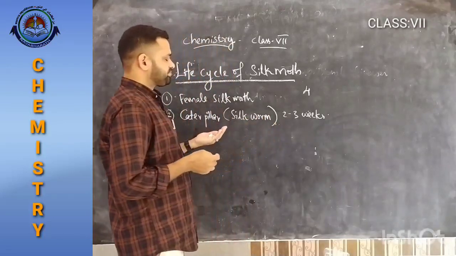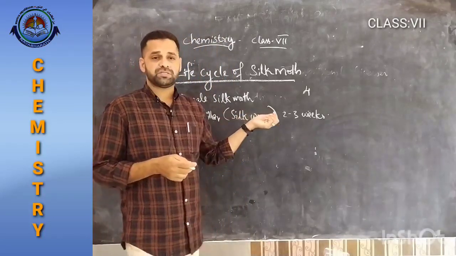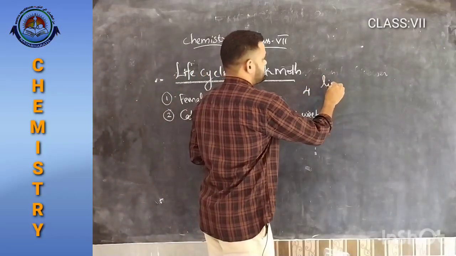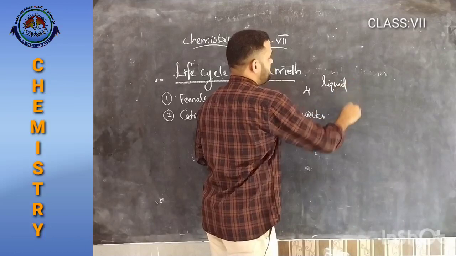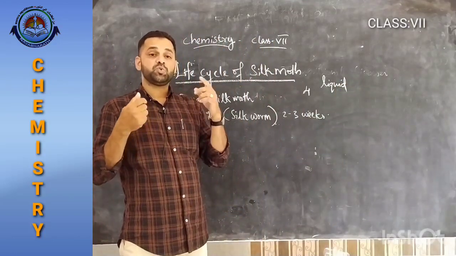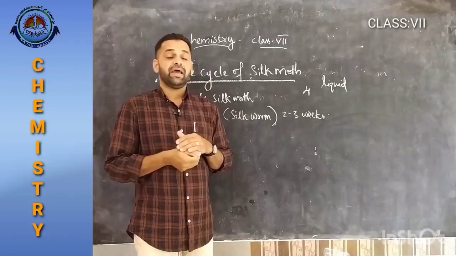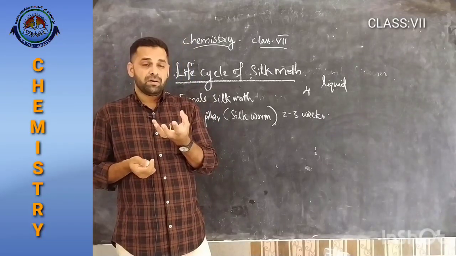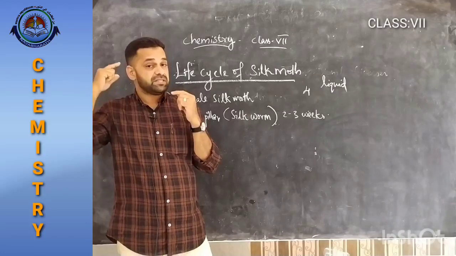They also produce silk in liquid form, which is produced by 2 glands present in their head.